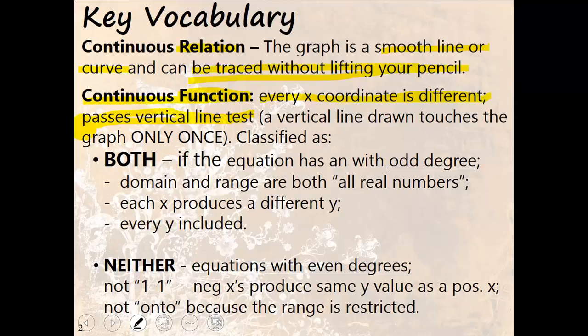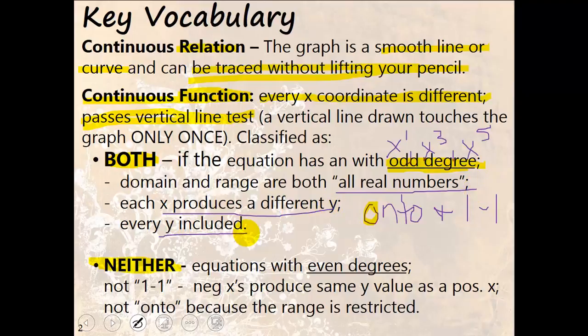Now, it's different from a discrete function in the way it's classified, because it will either always be both onto and one-to-one, or it is neither. And here's how you tell. If you have an odd degree polynomial, like x to the first, or x cubed, or x to the fifth, those are odd degree polynomials. If those are your highest, your ends go in opposite directions. That means your domain and your range are all real numbers. Every x produces a different y, and every y is included. So that makes it both.